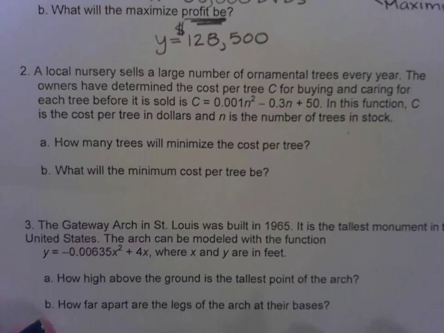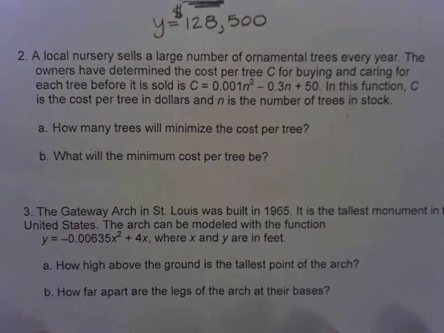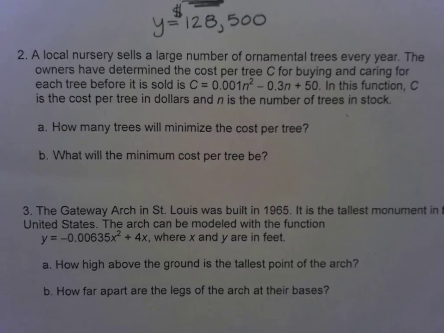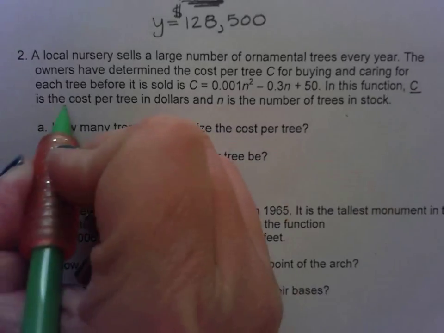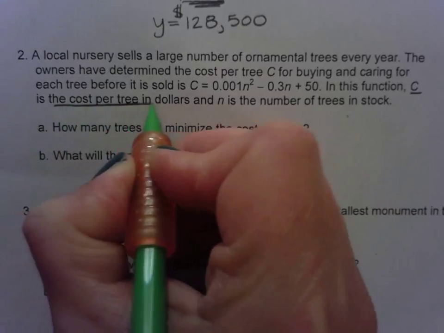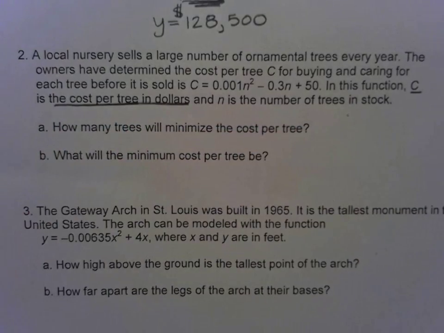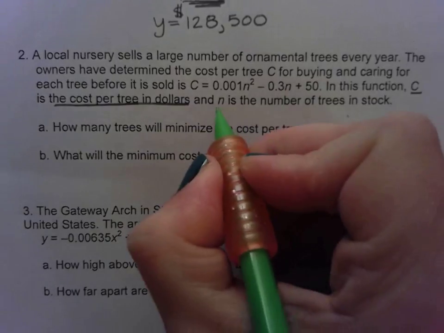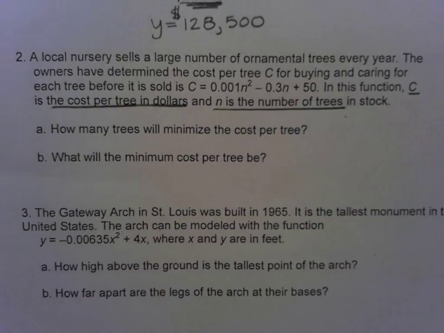A local nursery sells a large number of ornamental trees every year. The owners have determined the cost per tree for buying and caring for each tree before it is sold is C equals 1/1000th n squared minus 0.3n plus 50. In this function, C is the cost per tree in dollars. So it's the amount of money that they're going to spend on each tree, and n is the number of trees that they have in stock.